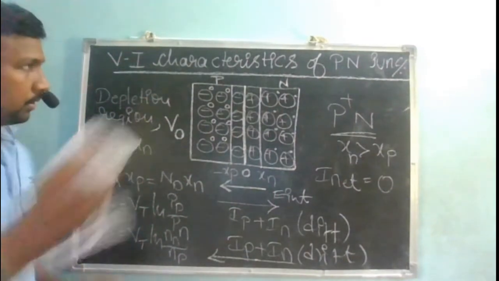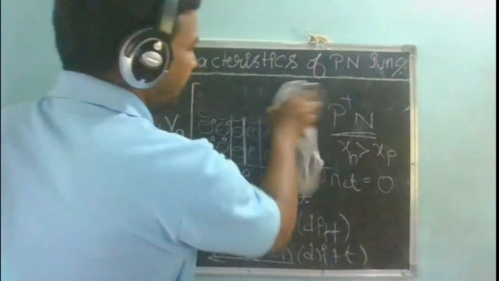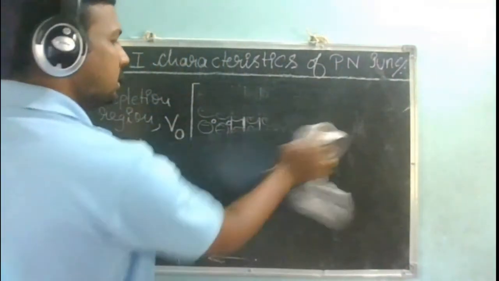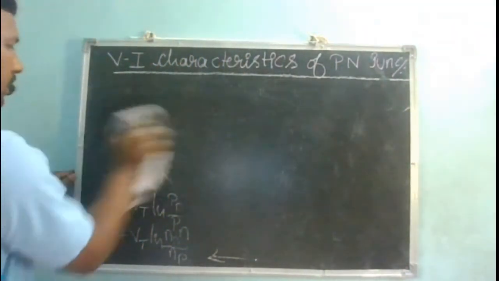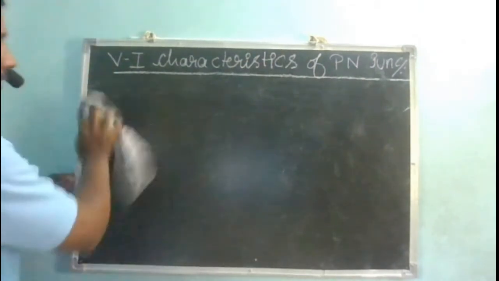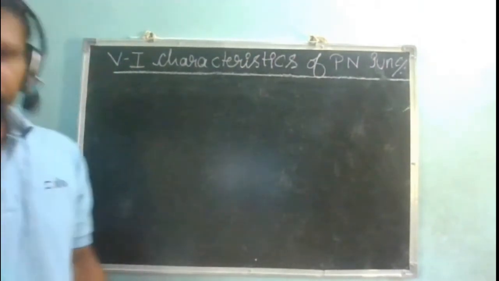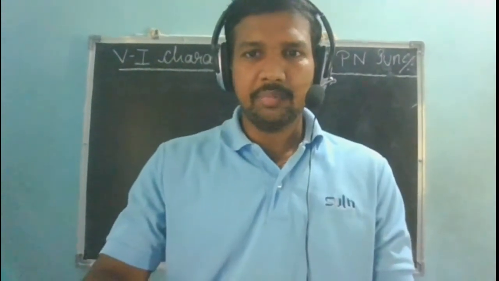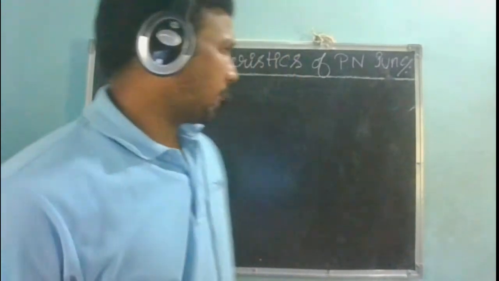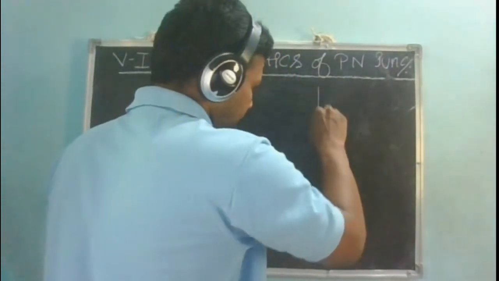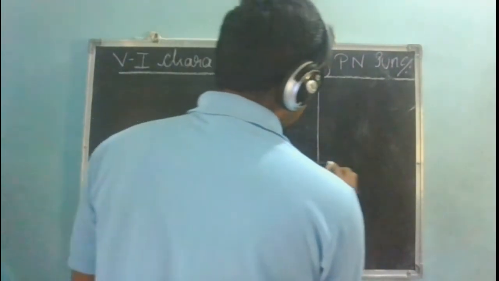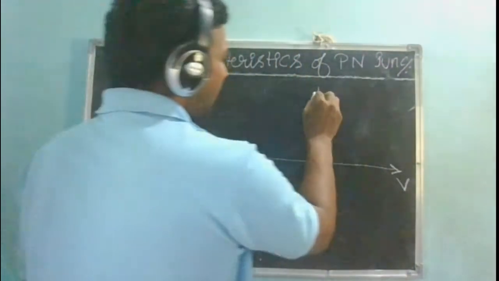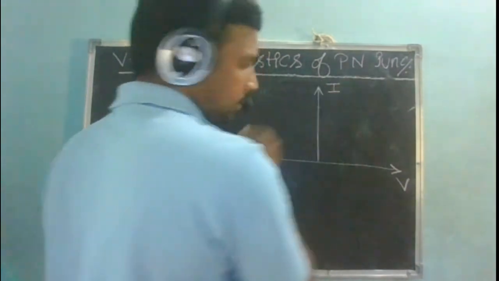Yes, sir. So now we will see what the characteristics of this PN junction look like. First I'll draw the characteristics, then we'll try to understand how these characteristics are exhibited by your PN junction. The characteristics are as shown here. On the x-axis I have considered voltage, on the y-axis I have considered current.